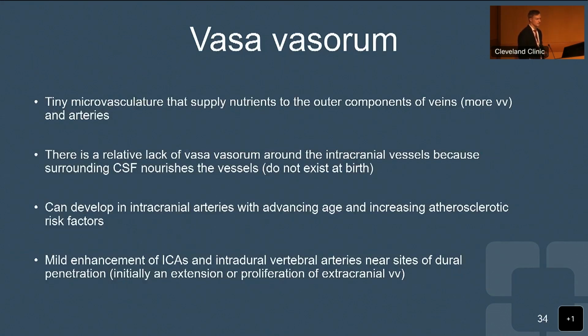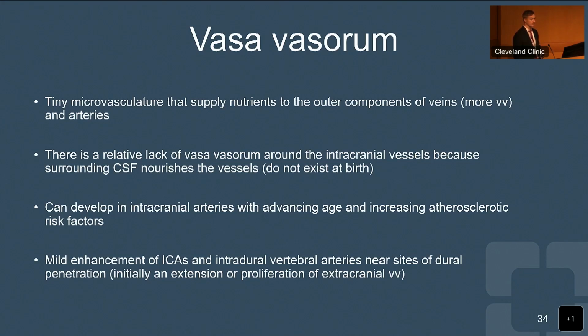So this is a tiny microstructure that supplies nutrients to the outer components of veins and arteries, more so in the veins because of the increased deoxyhemoglobin content. So there's a relative lack of vasa vasorum around the intracranial arterial vessels normally. In fact, they don't exist at birth. It's thought that the CSF nourishes or gives the nutrients to the vessel walls. So with increasing age and increasing atherosclerotic risk factors, you can develop vasa vasorum around the intracranial arteries.